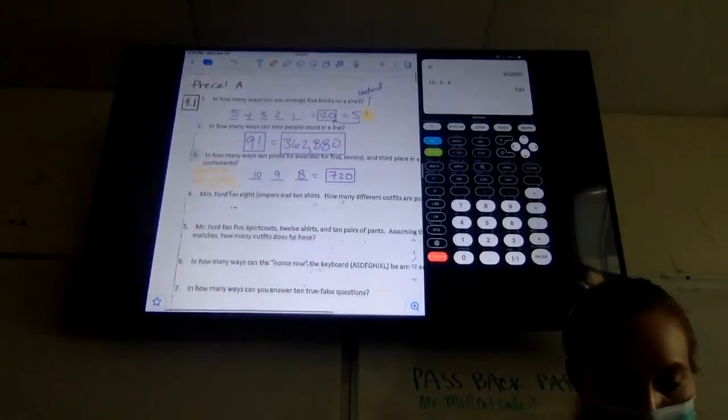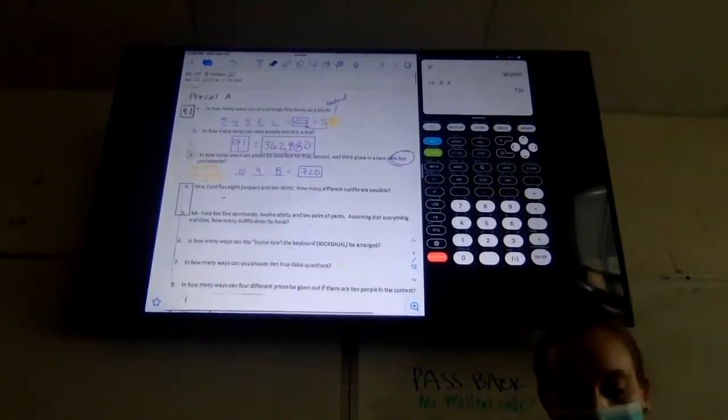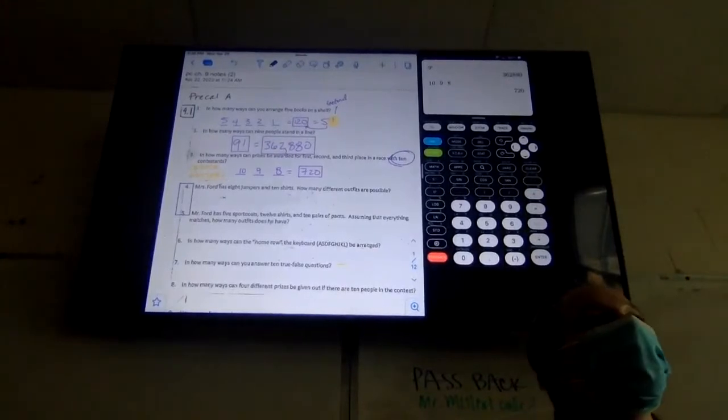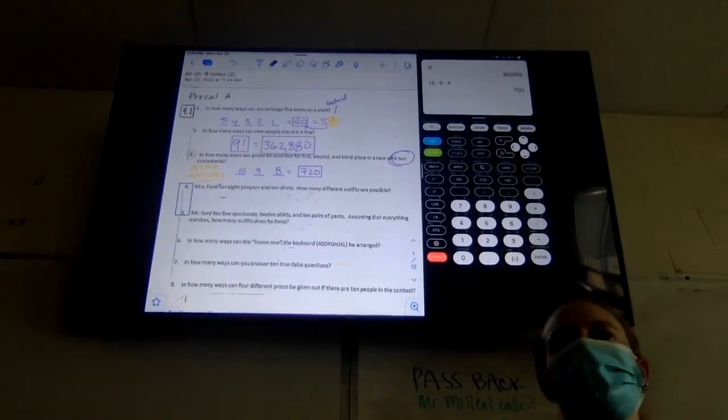Okay. The next 2 problems are pretty similar to each other. The first one says, Mrs. Ford has 8 jumpers and 10 shirts. How many different outfits are possible? Anyone have any ideas? How many outfits could she make? MK?